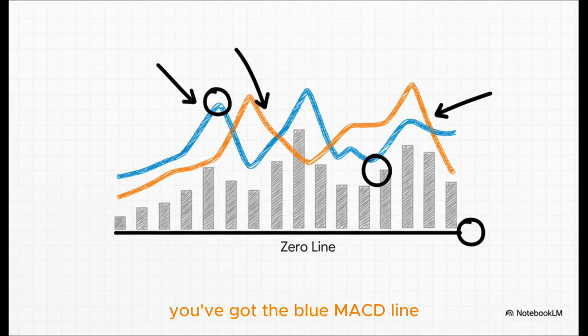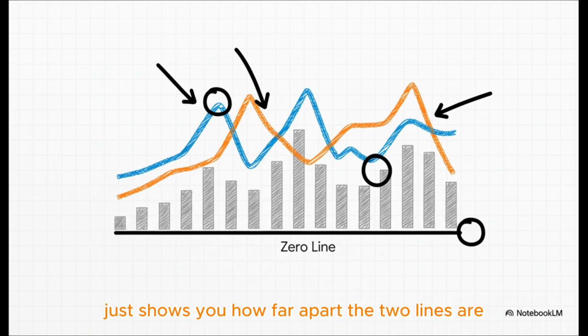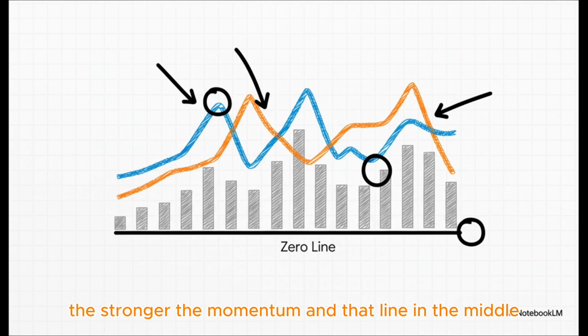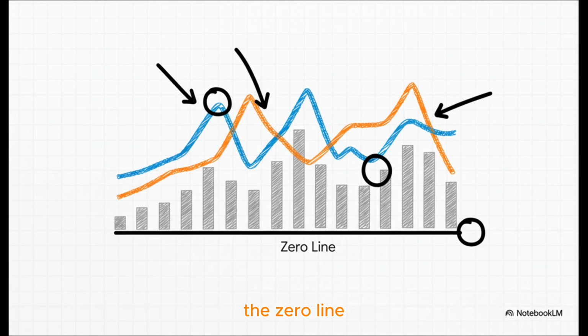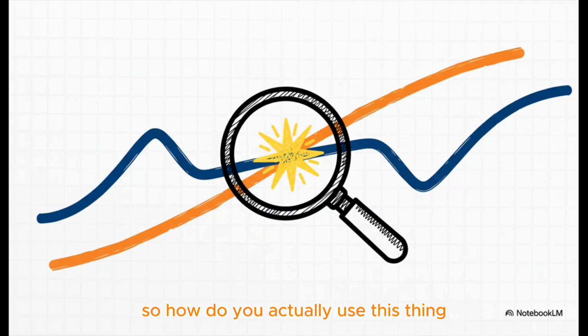You've got the blue MACD line and the orange signal line. Honestly, those are the 2 you'll be watching the most. The histogram, those bars in the middle, just shows you how far apart the 2 lines are. The bigger the bars, the stronger the momentum. And that line in the middle, the 0 line, that is absolutely crucial for this strategy. Remember that one.